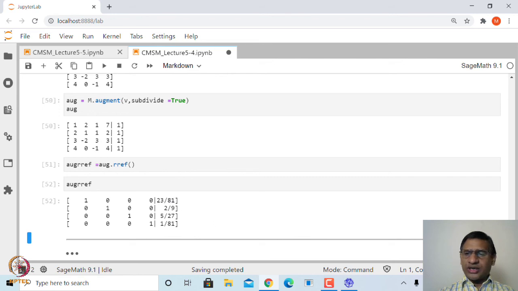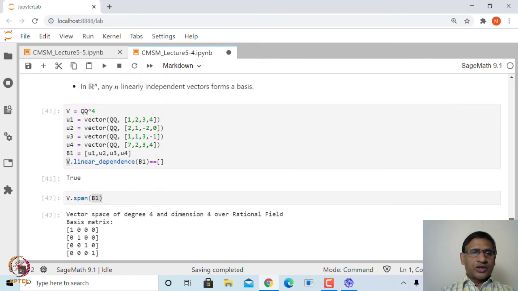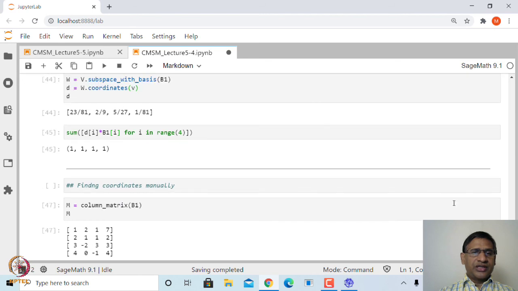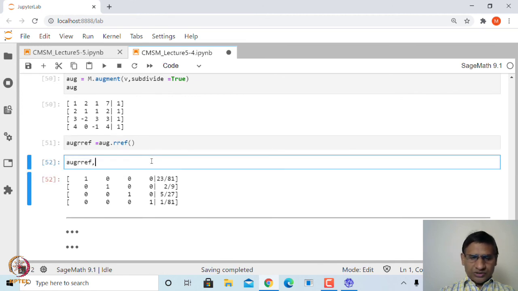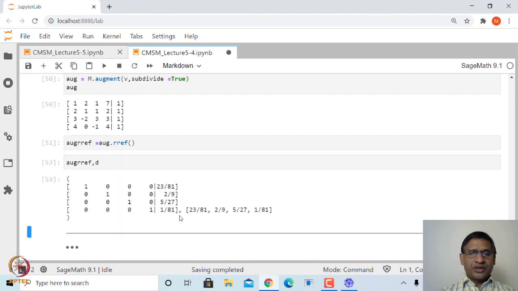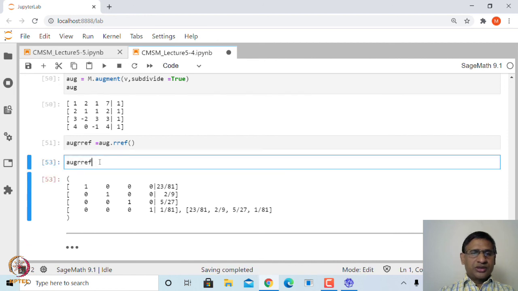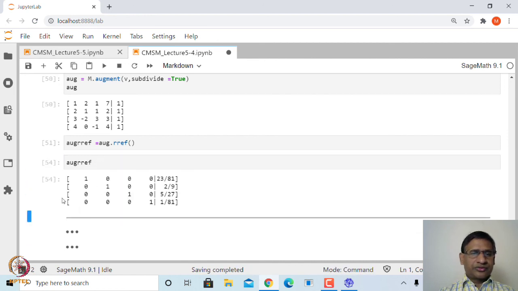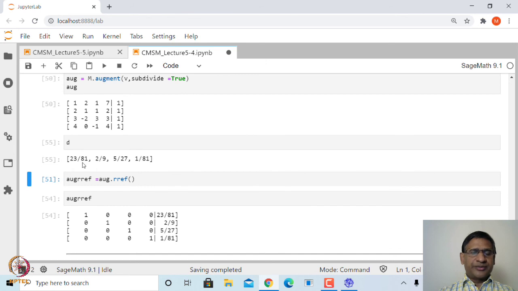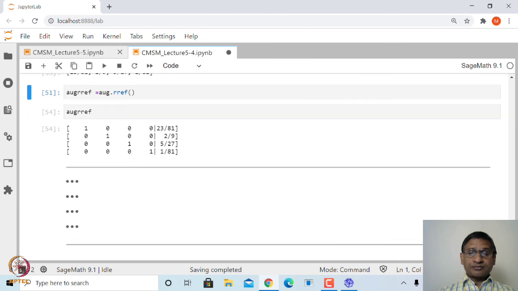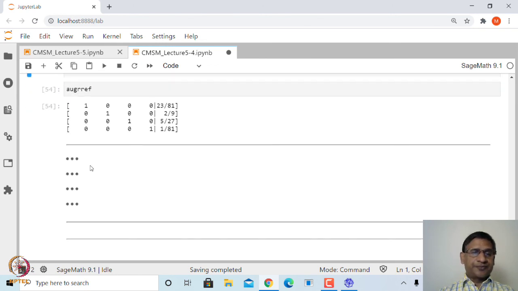If you compare these coordinates with what we got before, the coordinates d, you can see that these two are the same. So let me show you both together. This and the other one is d. Let me print it separately. So if I say d here, yes, this column is the same as this vector. So that is how you can find coordinates manually or using the inbuilt function for coordinates.